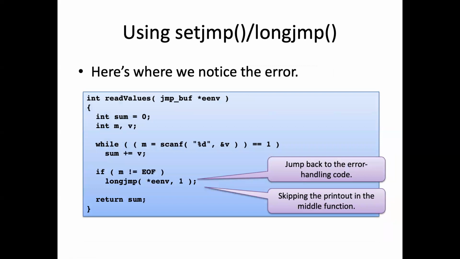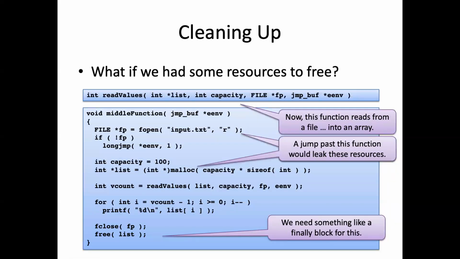So here's a bigger example. I've got one more example. We'll try to go through it quickly. And that is, what if you had some cleanup to do? What if you had a function that mallocked some space? And if an error happens, you want to make sure you free that space. Otherwise, it's going to look like leaked memory. In Java, we would handle this with a finally block.